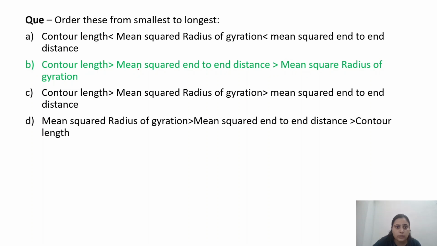Now let's compare contour length and mean squared end-to-end distance. Contour length is basically the length of the entire polymeric chain; the entire backbone chain of a polymer is the contour length. So it will be the maximum, and it will be more than the mean squared end-to-end distance. So option B is correct. Now let's move on to the next question.